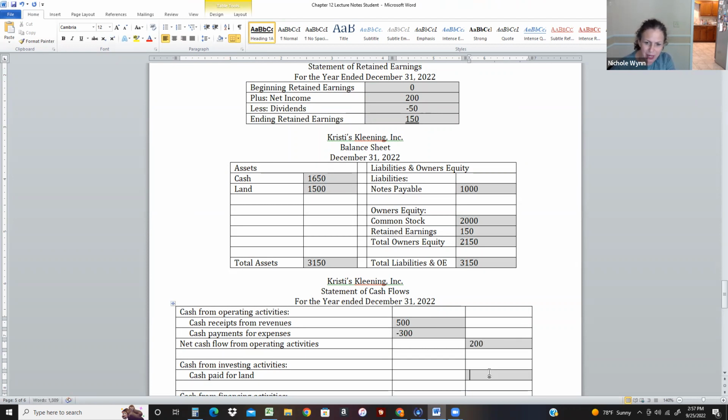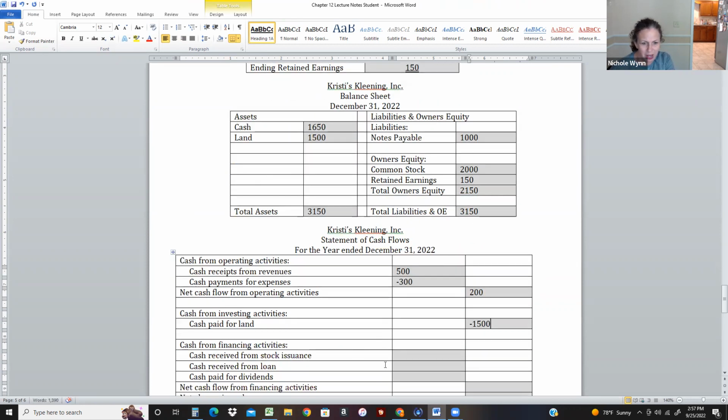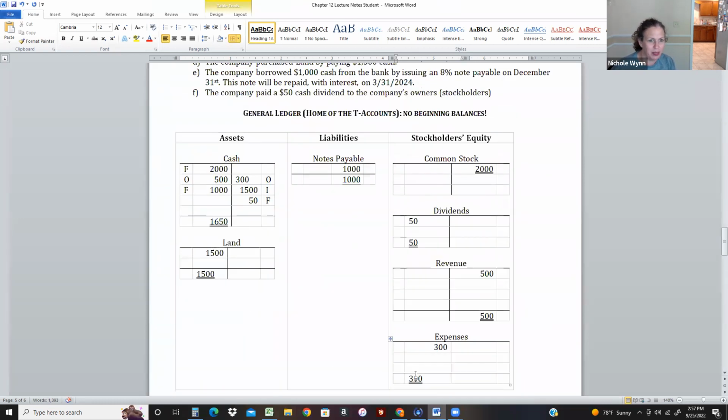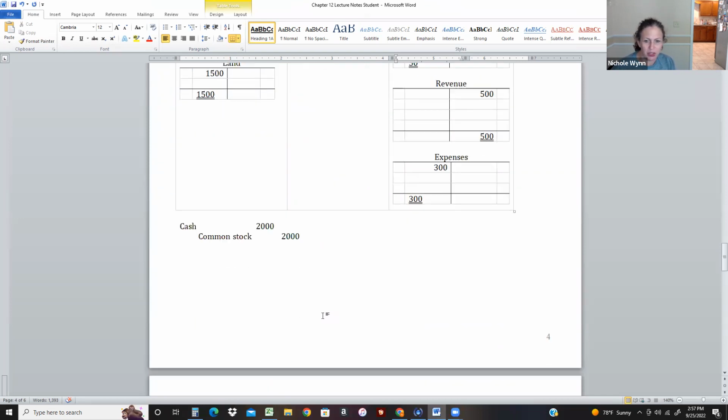I paid money for land. I paid 1,500 for land. I also got money from owners. I got a loan and I paid a dividend. And so those are the 1, 2, 3, 4, 5, 6 transactions sitting in my cash account.